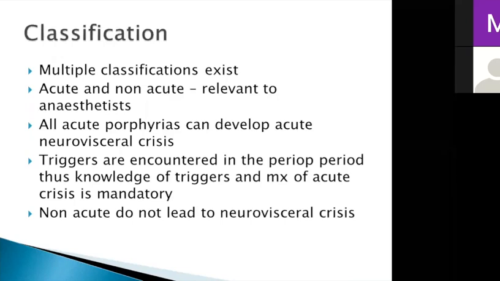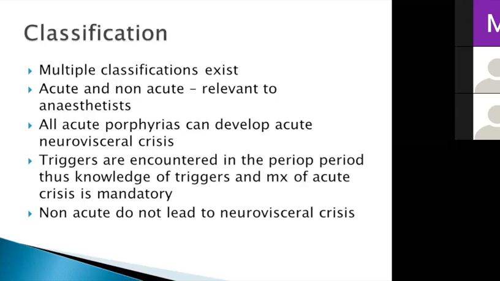In terms of classification, there are multiple classifications that exist, but the one that is relevant to us as anesthetists is the one that classifies porphyria into acute and non-acute porphyria. This is because in these patients, the main thing that we want to prevent is development of an acute porphyria crisis, which is also known as neurovisceral crisis, and all acute porphyrias can develop into this crisis.